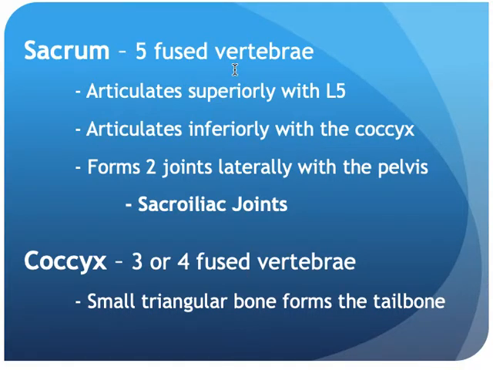It's going to articulate superiorly with the L5, so with that bottom lumbar vertebrae. It's going to articulate inferiorly with the coccyx or your tailbone. And this is the most important part, we're forming 2 joints laterally with the pelvis. So I always tell people in my office, your sacrum and your coccyx, that's kind of where my spine and my pelvis come together. And I create these 2 sacroiliac joints, which if you put your thumbs, people talk about the dimple in their back.